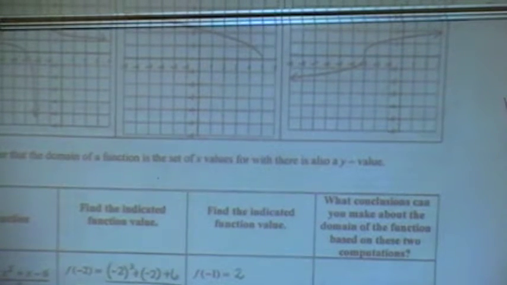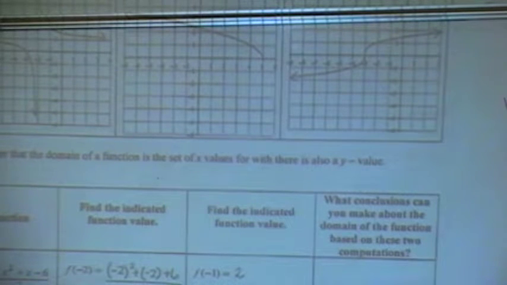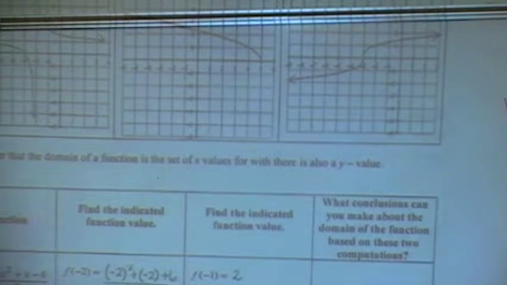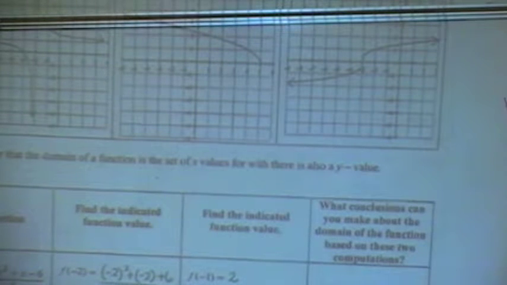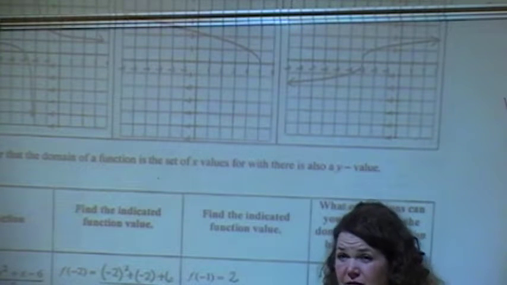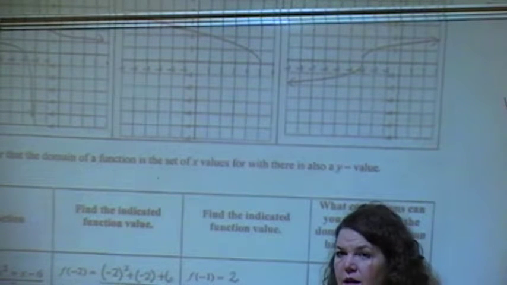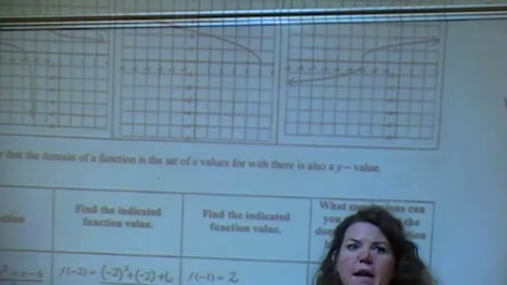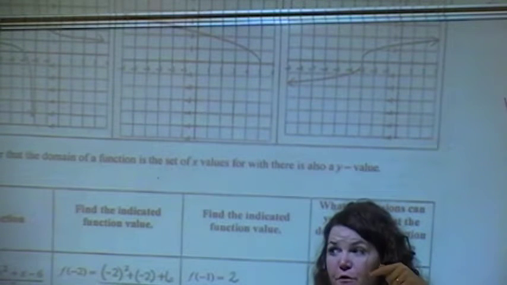Okay, so what conclusions can you make about the domain of the function based on these two computations? If we weren't looking at the graph, we were just looking at the computations. So what does this tell me about the domain? Do we know that it's an asymptote yet? No. So you don't have to. But what do you know?